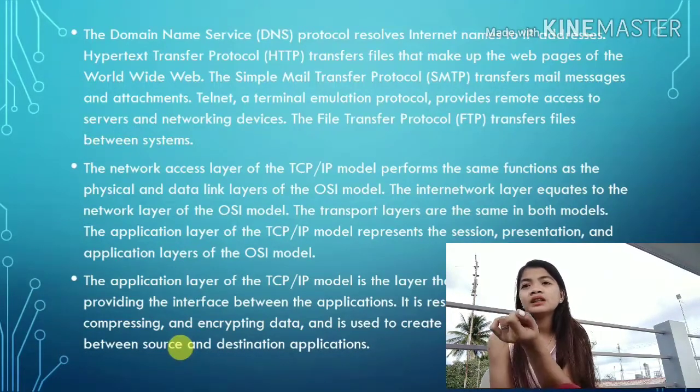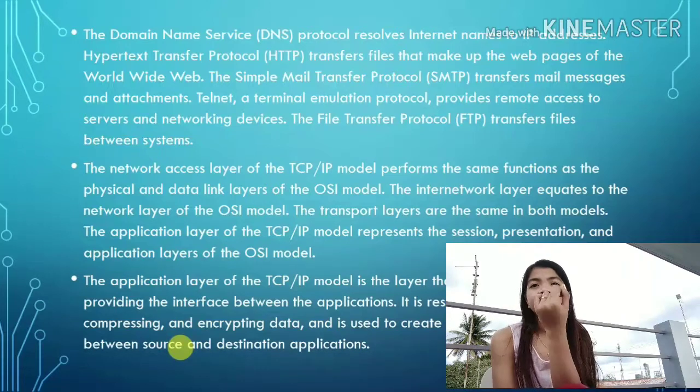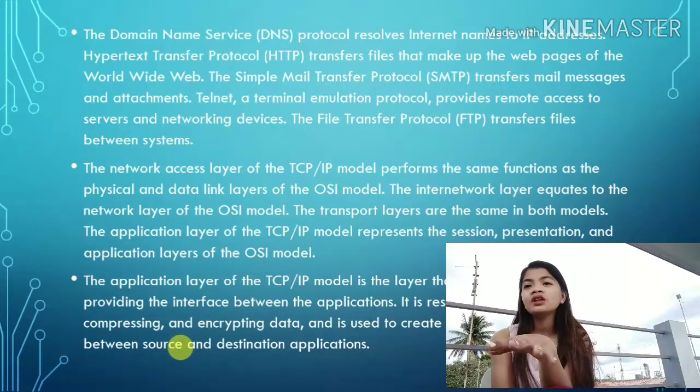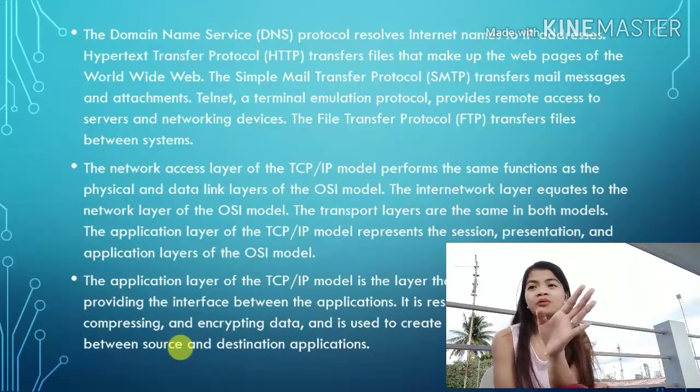The network access layer of the TCP/IP model performs the same functions as the physical and data link layers of the OSI model. The internet layer equates to the network layer of the OSI model. The transport layers are the same in both models. The application layer of the TCP/IP model represents the session, presentation, and application layers of the OSI model.